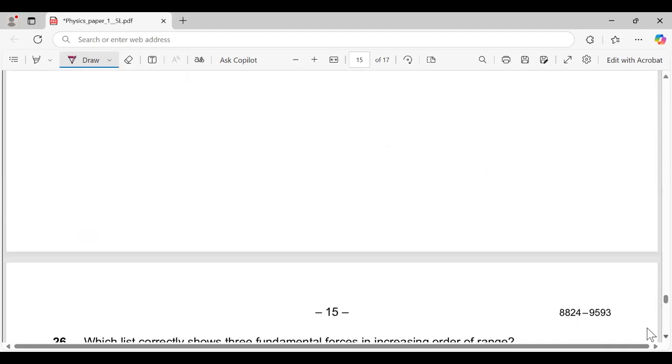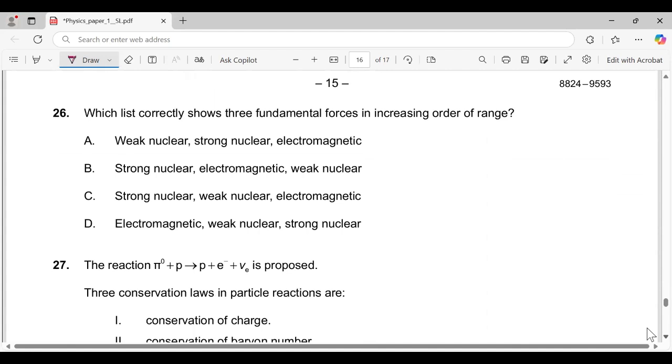Next question, 26. Which list correctly shows three fundamental forces in increasing order of strength: weak nuclear, strong nuclear, electromagnetic. Is this correct? Strong nuclear? No. The correct one is option A.